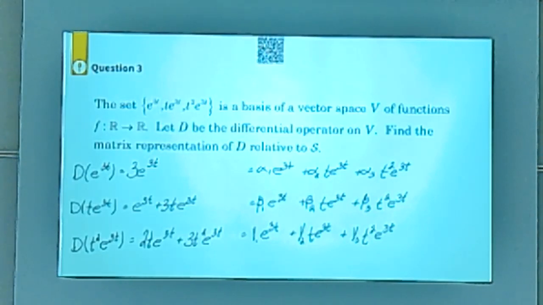What's alpha 3? It's also 0. There's no t squared e to the 3t. Your first coordinate vector is 3, 0, 0. What's beta 1? What's beta 2? What's beta 3? So your second coordinate vector is 1, 3, 0.